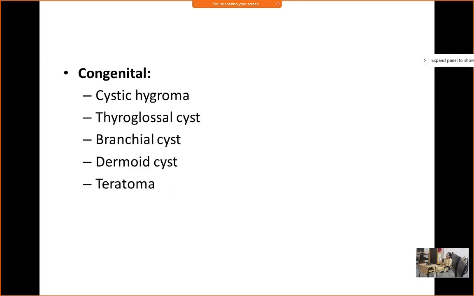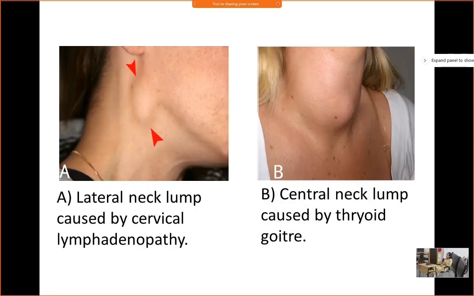And for neck swelling, another differential diagnosis can be congenital causes as well, like your cystic hygroma, which is common in children, or a thyroglossal cyst, or a branchial cyst, or a dermoid cyst, or a teratoma. So these are a few of the congenital differential diagnoses of a neck swelling.